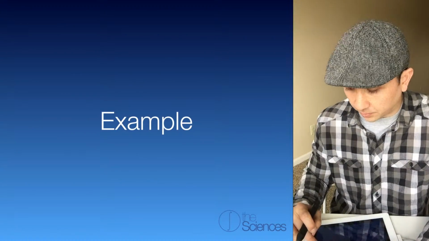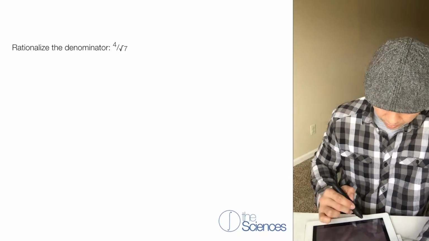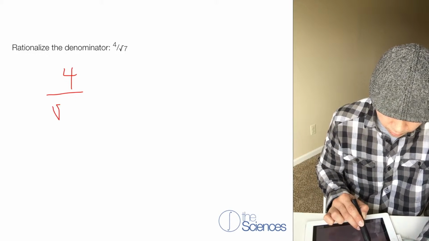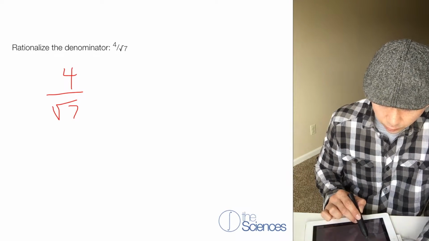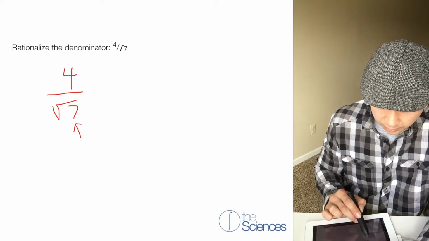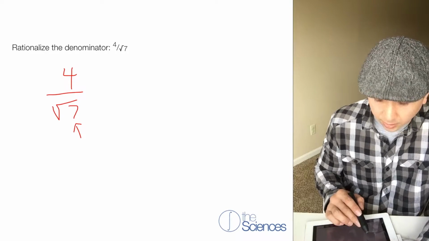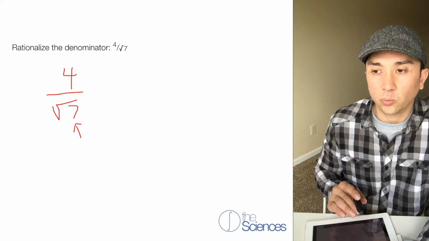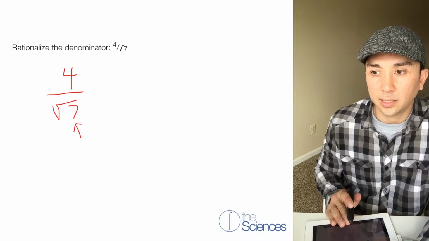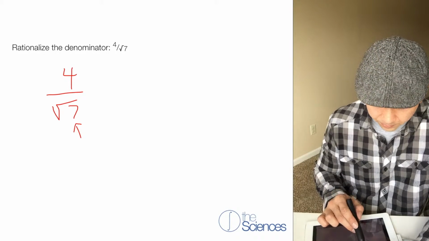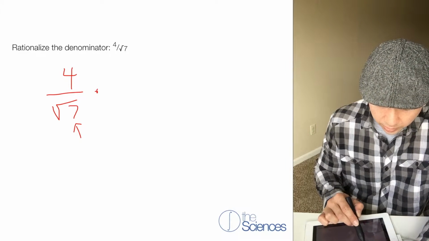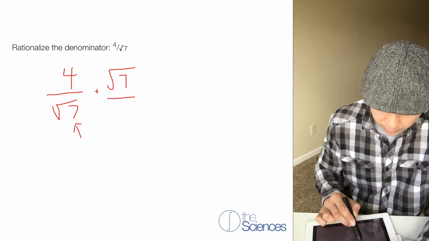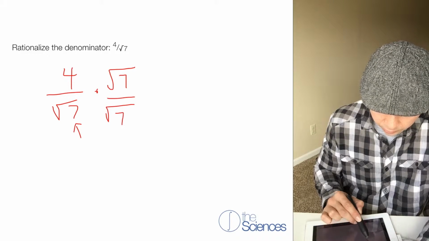So let's do an example. Let's rationalize the denominator for 4 over the square root of 7. So what we want to do is get rid of this radical sign by multiplying the denominator with a number that gives us a perfect square. So what we're going to do is multiply the numerator by square root of 7 and the denominator by square root of 7.